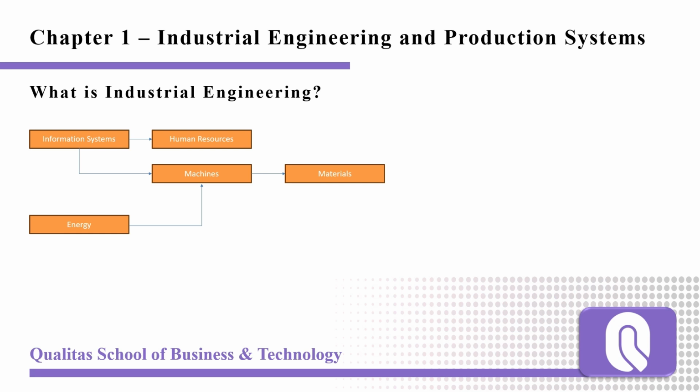The same information system also connects to the machines on the production floor. I remember working with a printing company where their system could predict when machines need maintenance, preventing costly breakdowns. This connection is crucial because these machines then handle the materials, the raw components that become finished products.